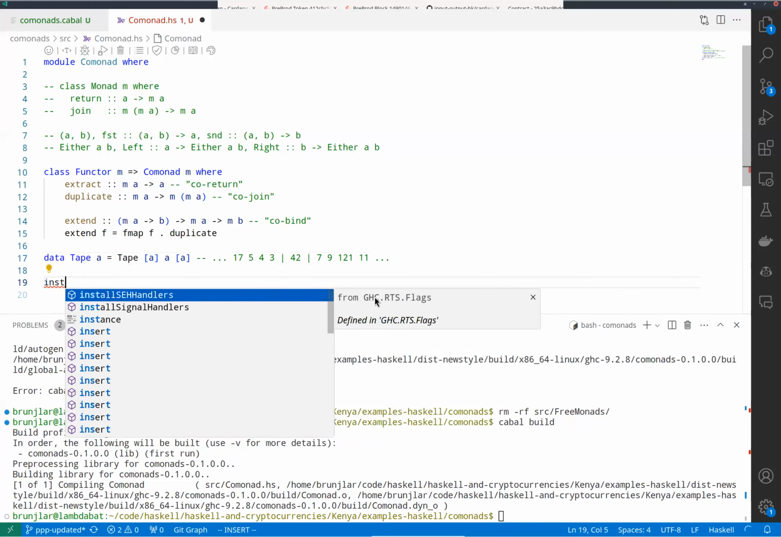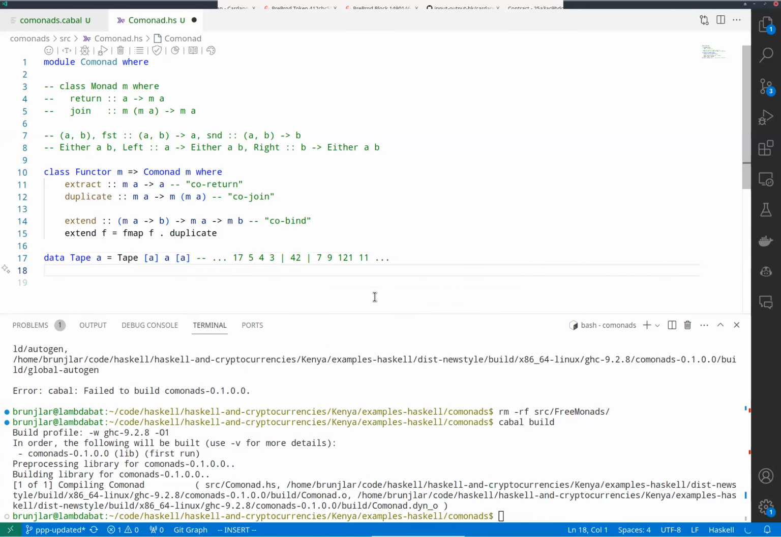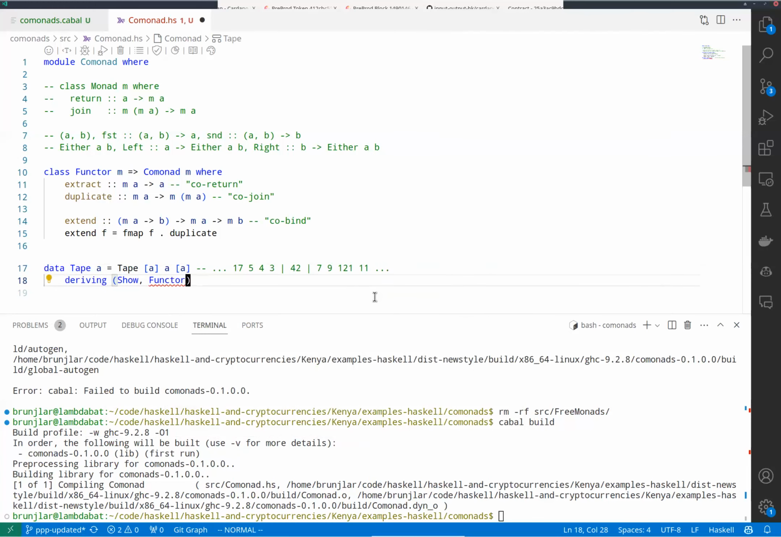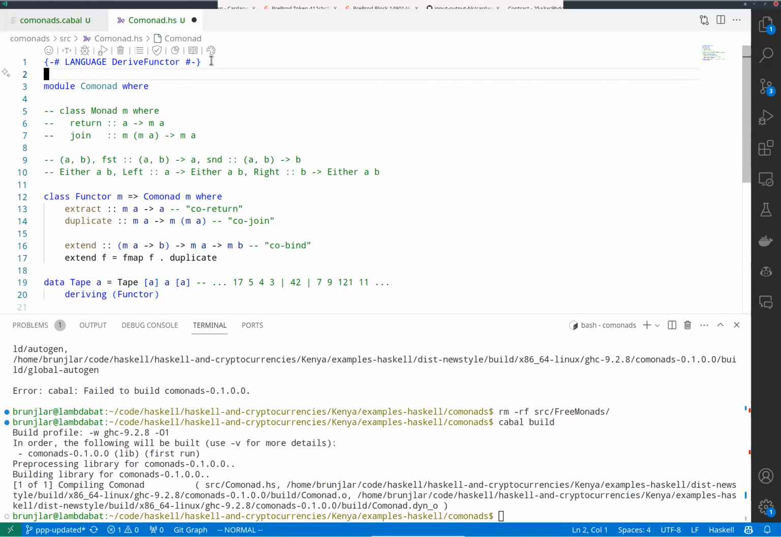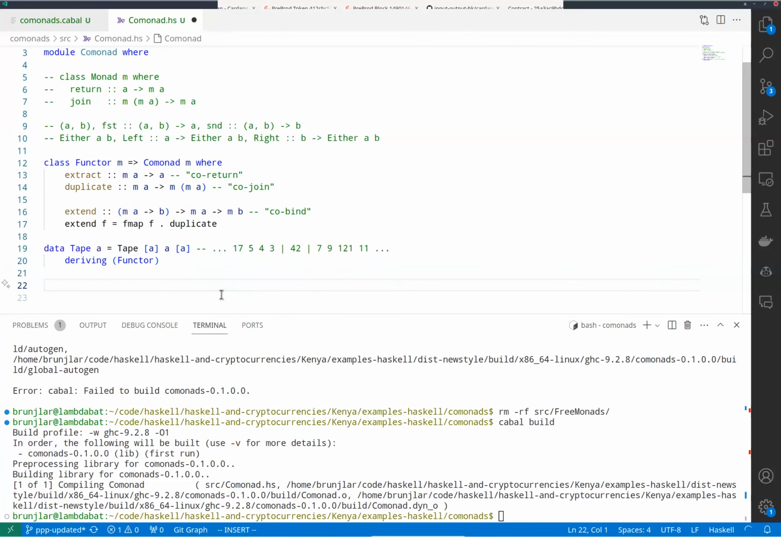First of all, it's a functor. I mean, we can derive functor, that's trivial. Let's derive functor. Probably show is not such a good idea. It doesn't necessarily have to be infinite lists, but if it's an infinite list, then we can't really display it, obviously. So let's derive functor. Okay, and now let's try to see why this is a comonad.